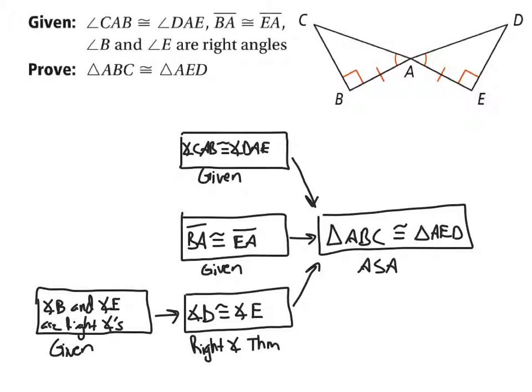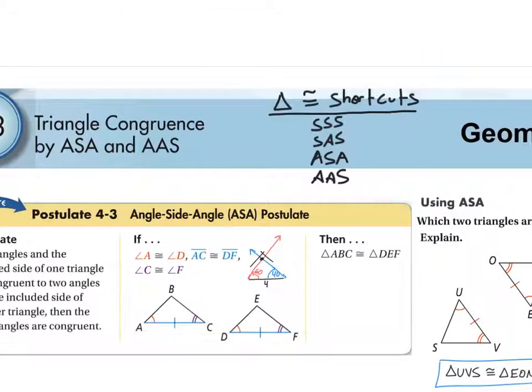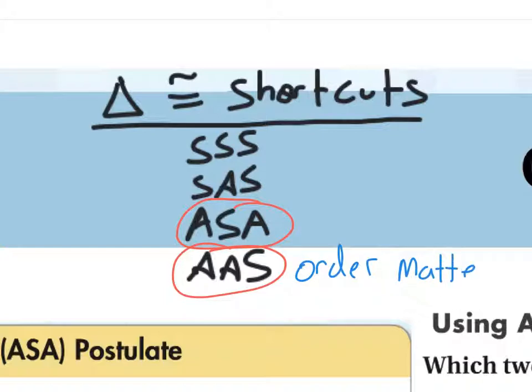Correct? Okay. And so what we want to do then is just use our two new theorems that we're dealing with. And those two new theorems were angle side angle and angle angle side. Please remember that on angle angle side, the order matters. Order matters on angle angle side. All right, any questions?